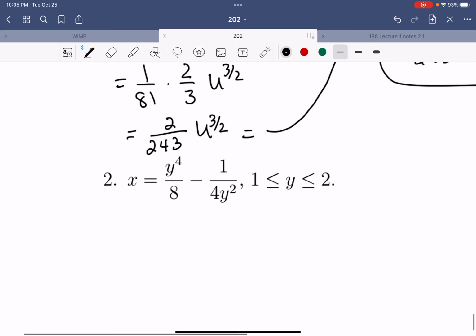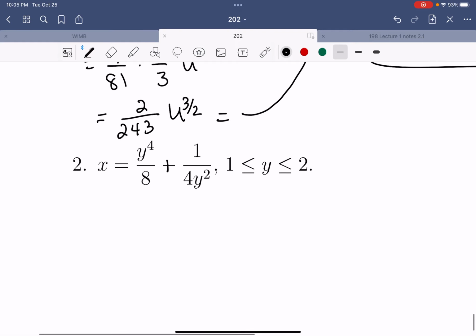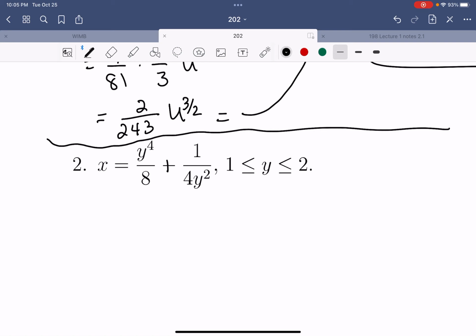All right, now hopefully I've corrected it on your sheet, but this should be plus here for number 2. We should have y to the 4th over 8 plus 1 over 4y squared from 1 to 2. Okay, so we know that our arc length here should be the integral from 1 to 2 of the square root of 1 plus dx dy squared dy.